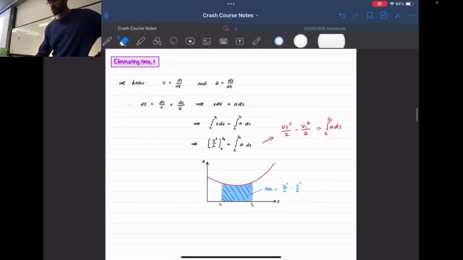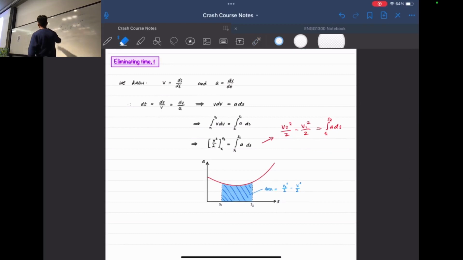So the main types of graphs that you guys do get are going to be acceleration time graph, velocity time graph, displacement time graphs, and maybe acceleration displacement graphs. Those are the 4 types of graphs you guys might get.